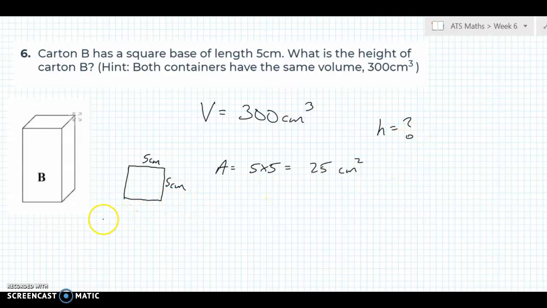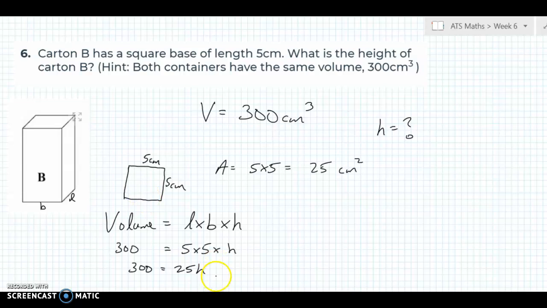Well, the formula for the volume of a carton like this would be equal to the length times the base times the height. Well, the length times the base is actually the area. The length and the base are the same because it's a square base. So with 5 times 5 times h, and that all comes to 300. So now we have 300 equals 25h.